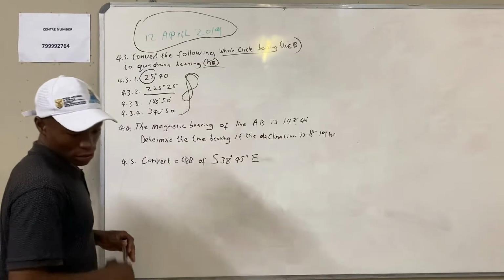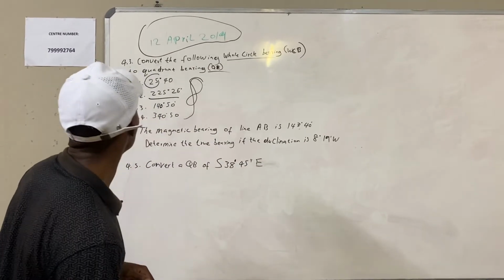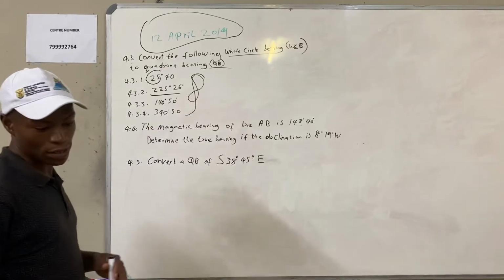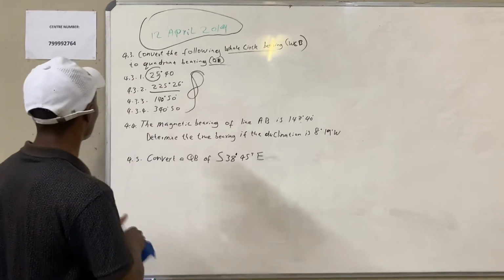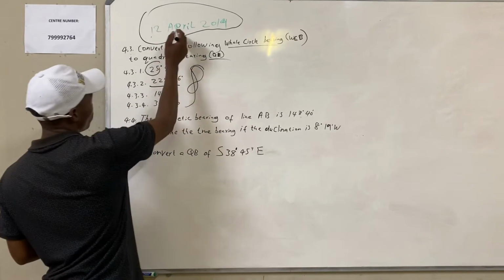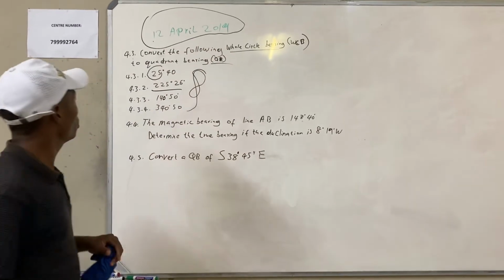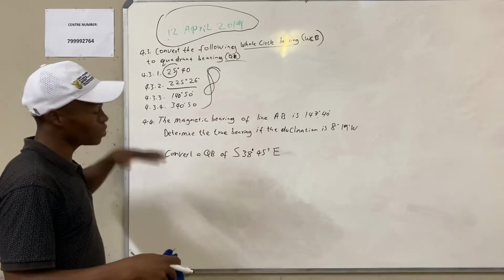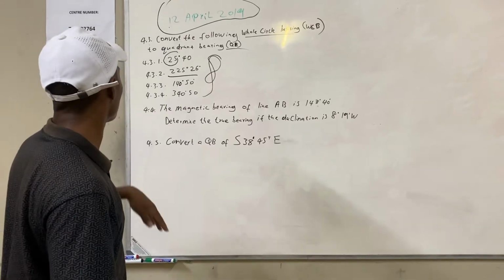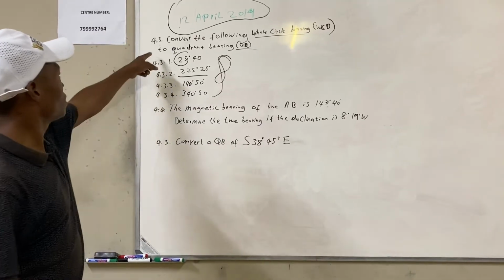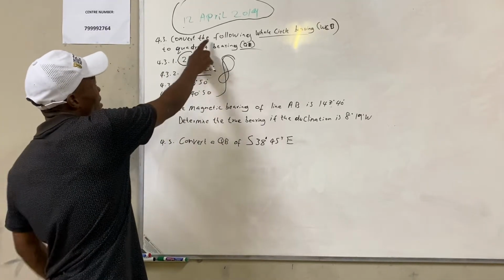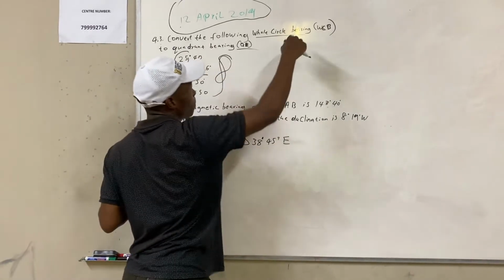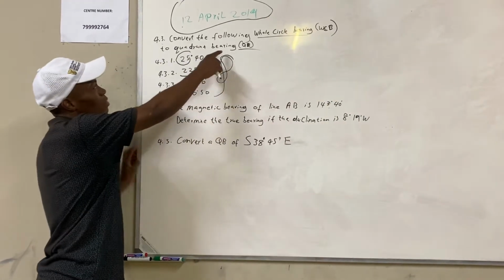And now I'm solving this question, which is what I'm always dealing with, calculation under this exercise. This is a question paper, 12 April 2019. Under converting the whole circle bearing to the quadrant bearing, the question says: convert the following whole circle bearing to quadrant bearing.